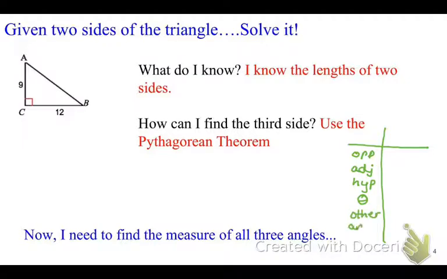By the time we're done, this whole table will be filled out. So we know, again, this is theta here. The opposite is 9. The adjacent is 12. And from the previous page, we know the hypotenuse is 15. So we're halfway there. So how do you find those angles? Well, you use trigonometry. How about that?